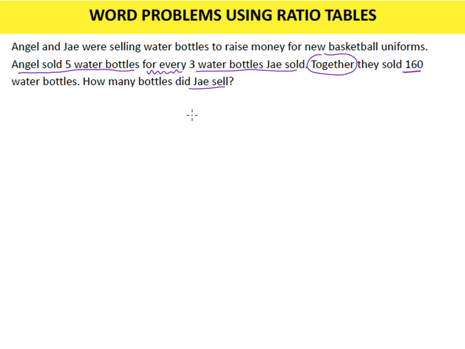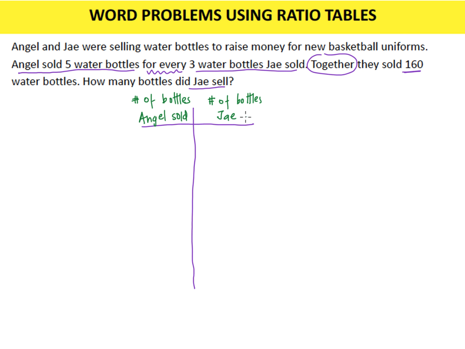Okay, so let's start with making a ratio table. Again, as I said, you can solve this problem in many different ways. So we have number of bottles, and don't just write Angel and don't just write J, or don't just write bottles. It's number of bottles that Angel sold, and this is number of bottles that J sold.